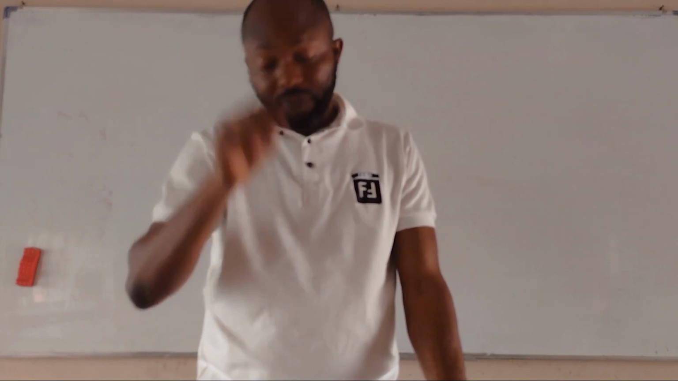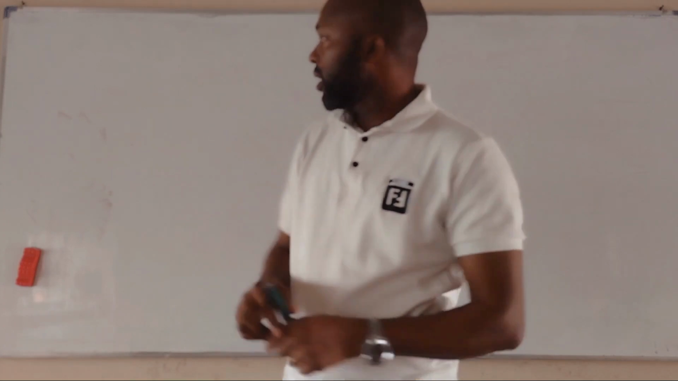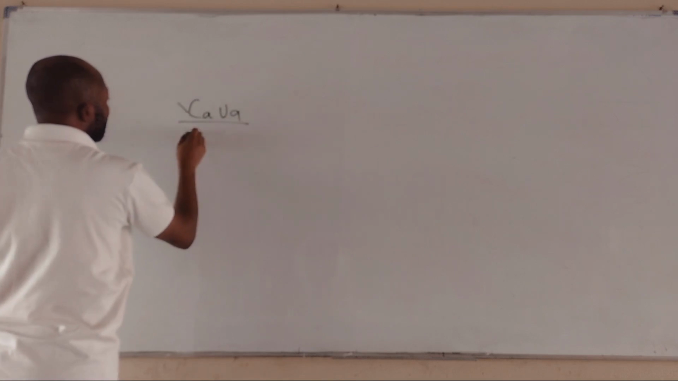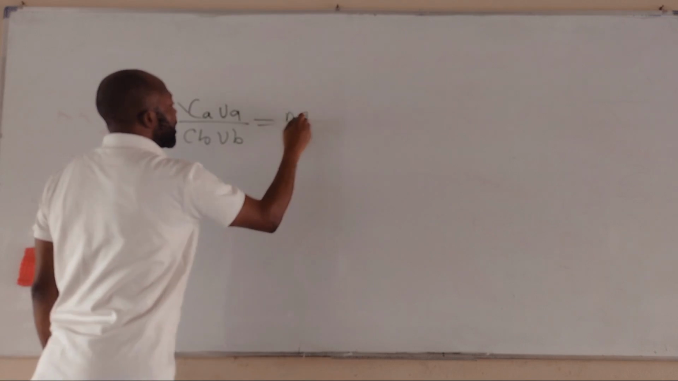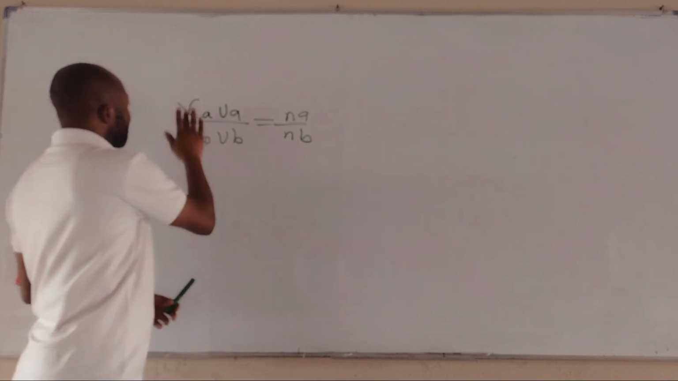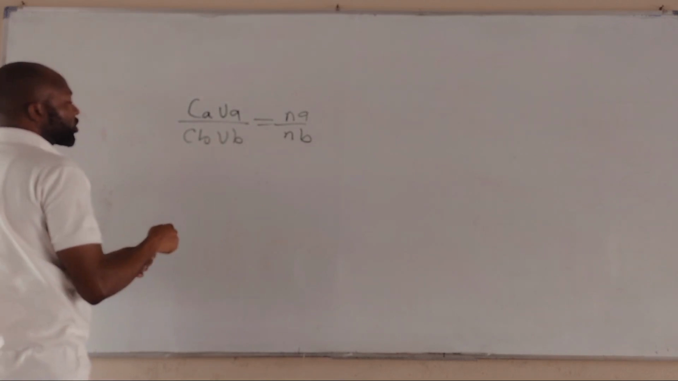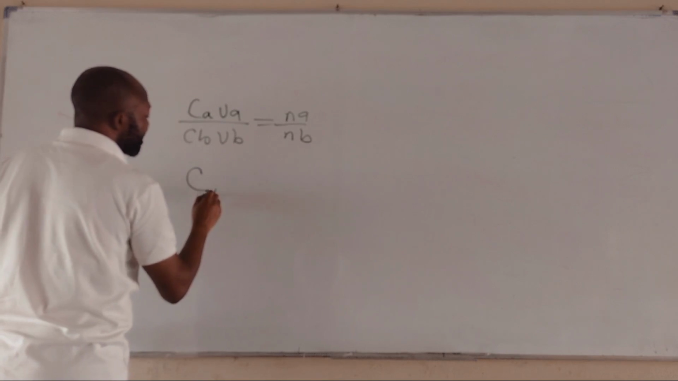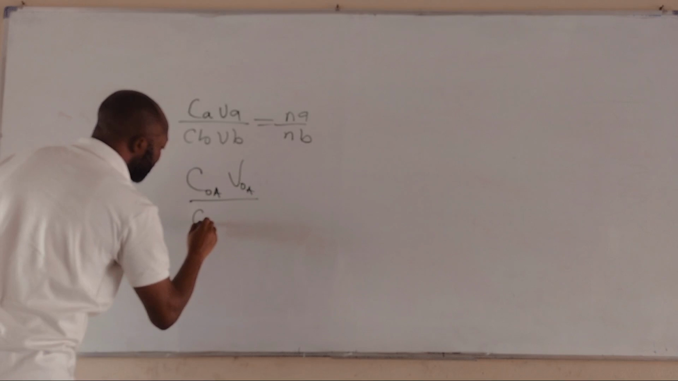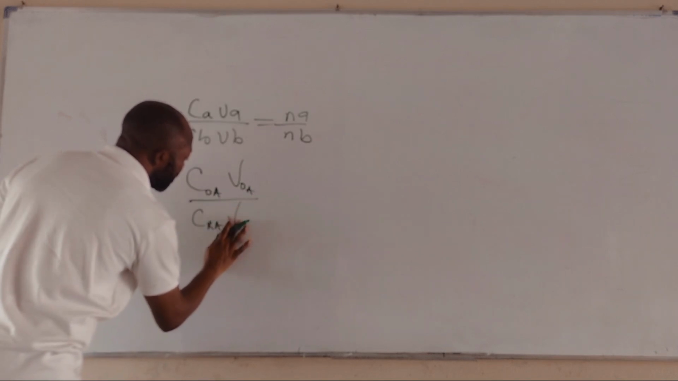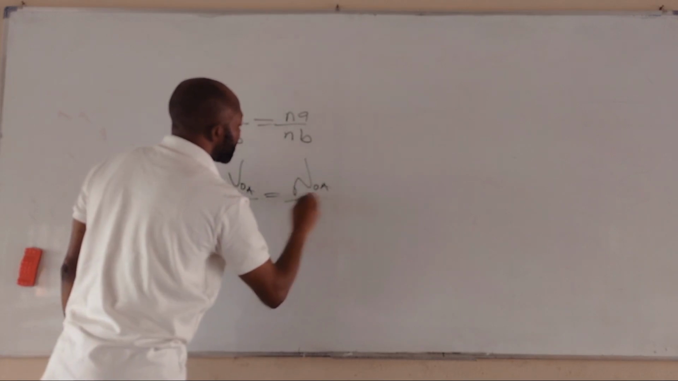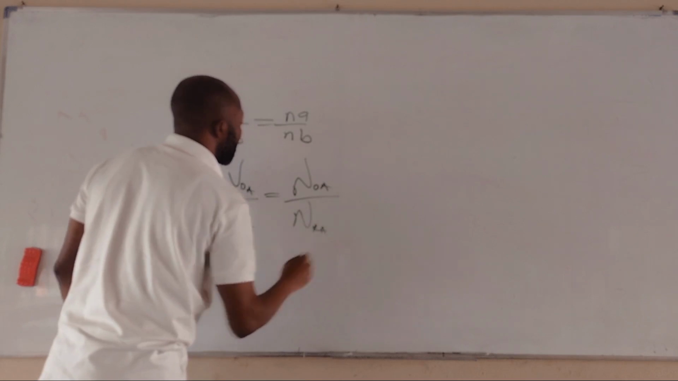All right. In the previous lessons, we used the formula CAVA over CBVB equals NA over NB when treating normal volumetric analysis calculations. But in redox, instead of using the concentration of the acid, we say concentration of the oxidizing agent, volume of the oxidizing agent, concentration of the reducing agent, volume of the reducing agent, equals the number of moles of oxidizing agent over the number of moles of reducing agent. So that's what it is.